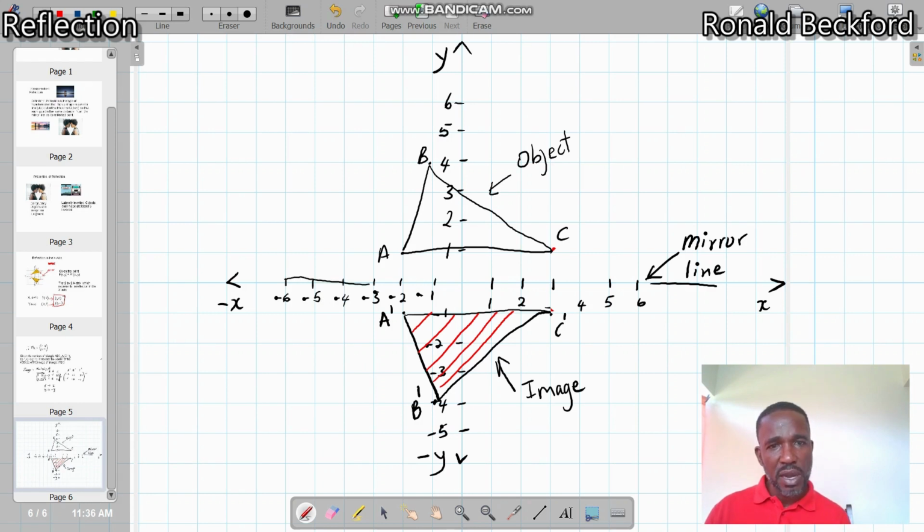And then if we were to reflect it again, it's like folding a paper along this line, right? It's like folding a paper along that line, and then the object and the image will fall perfectly on each other. Again, we will realize that B is at the top here, but here B prime is at the bottom.